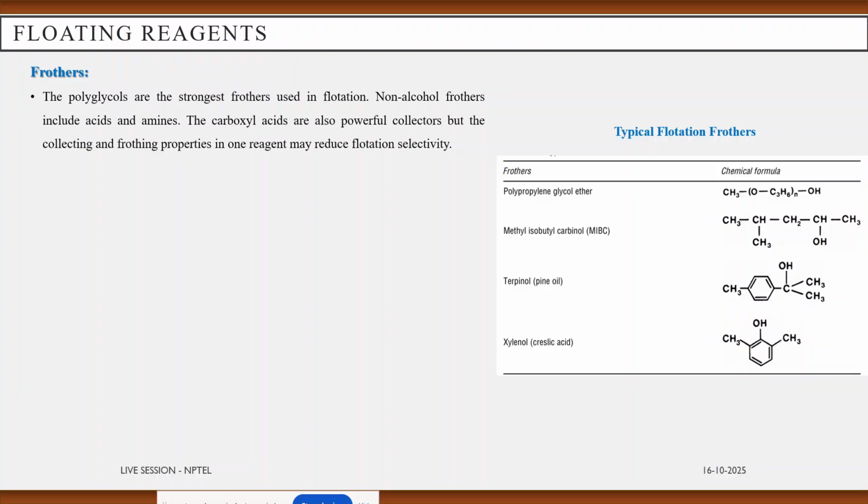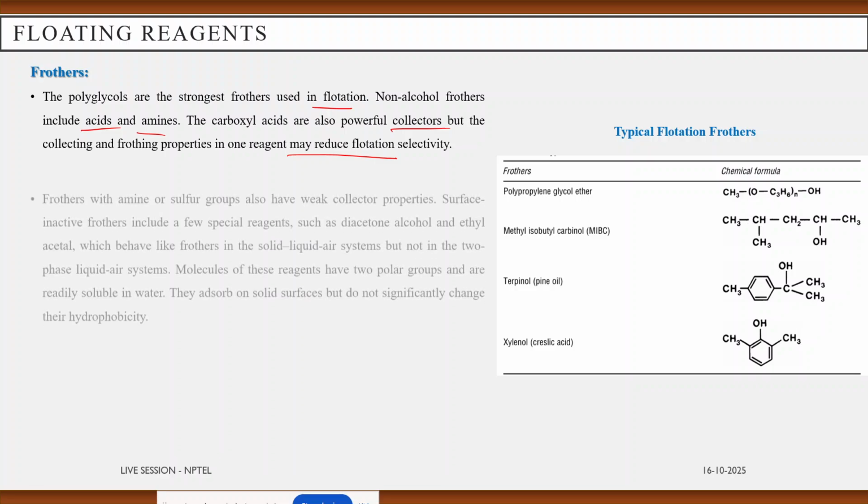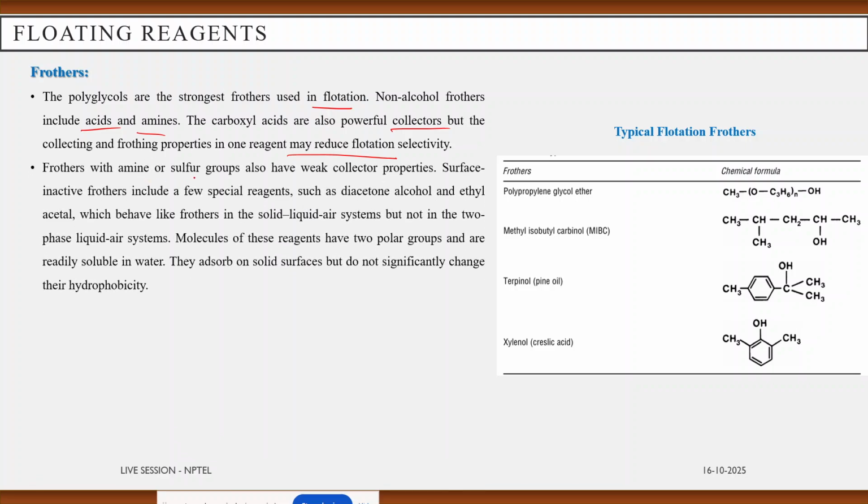Now the polyglycols are the strongest frothers considered in flotation. Non-alcohol frothers include acids and amines. The carboxylic acids are also very powerful collectors, but collecting and frothing properties in one reagent may reduce the flotation selectivity. Frothers with amine and sulfur groups also have weak collector properties.